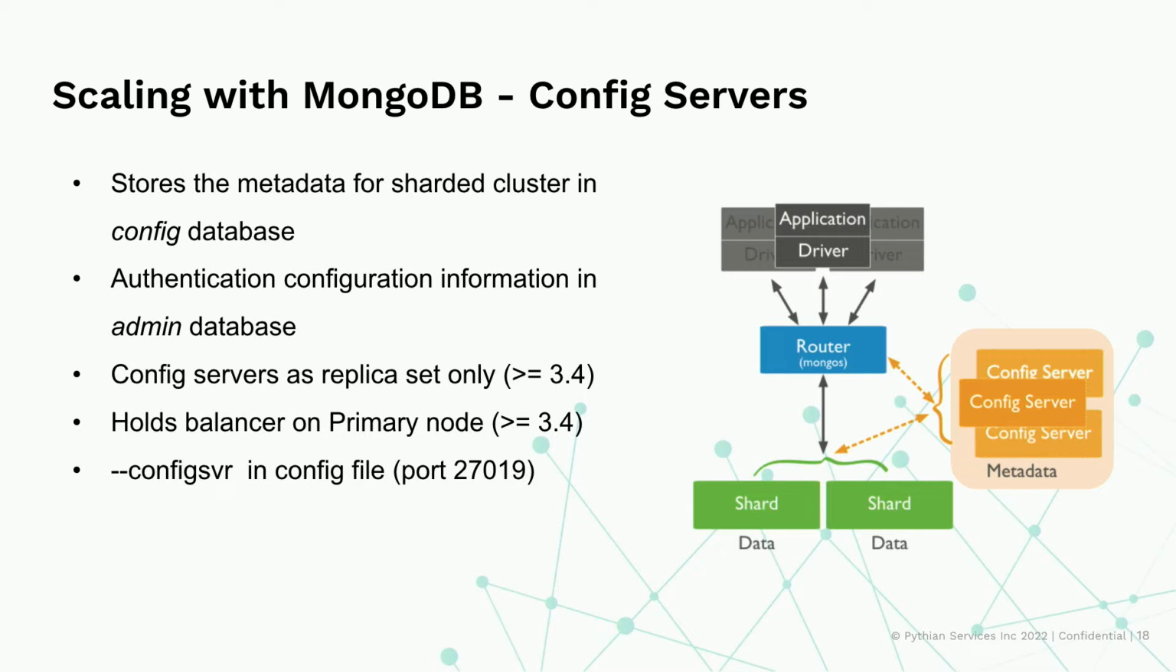Not only that, but on the config servers there is the admin database where the users and roles and the authentication information is saved. After MongoDB version 3.4, the balancer process runs on the config server primary node, and it's usually running on port 27019.